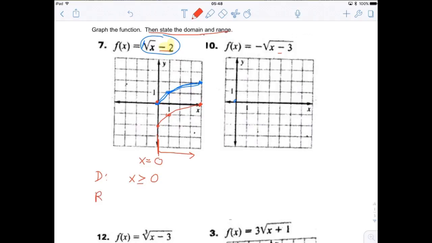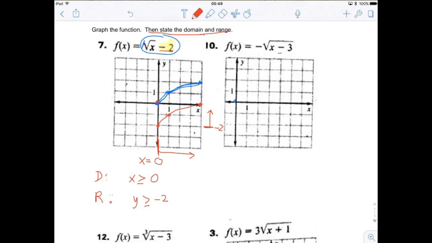The range says that this function exists from this point up, right? This point is -2. So I'm going to say y is greater than -2. Should I say greater than -2 or greater than or equal to -2? Well, it includes the point -2, right? So let's put greater than or equal to -2. Okay, and that's a complete problem.